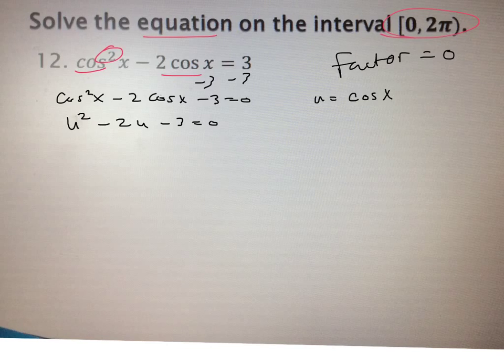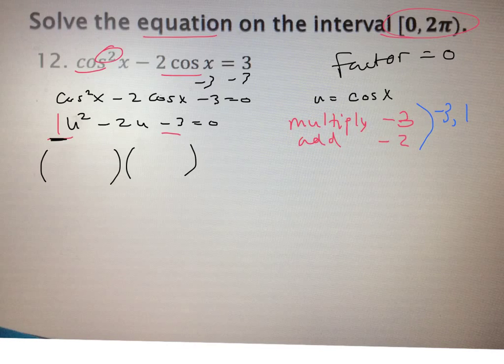And I decided to go easy on you guys and give you problems with just 1 as my leading coefficient. So that means that I need to multiply to -3, and I need to add to my middle term, which is -2. And there's only two numbers that do that, and that's -3 and 1. And since this is a 1 in front of my leading coefficient, I can just take a shortcut and plop in those numbers. So u minus 3 is one factor, and u plus 1 is the other factor.